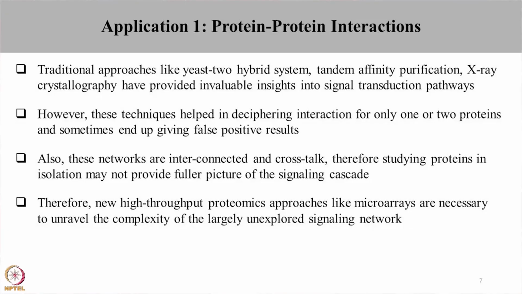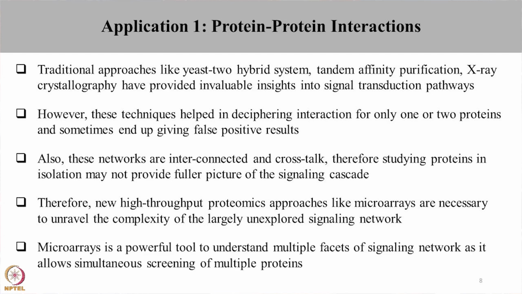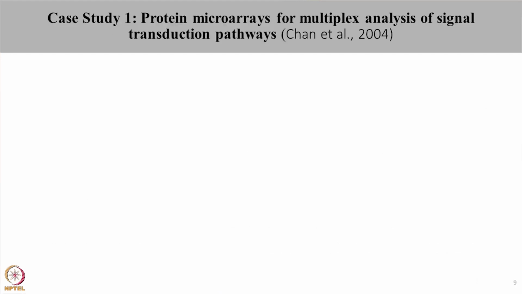Therefore, high throughput platforms like protein microarrays can hold immense value to screen multiple proteins together, and hence can be used to decipher the protein-protein interactions. So, let us start with one of the case studies where Chan et al. have used protein microarrays to understand the pathway of T lymphocytes upon activation with CD3 and CD28 antibodies.